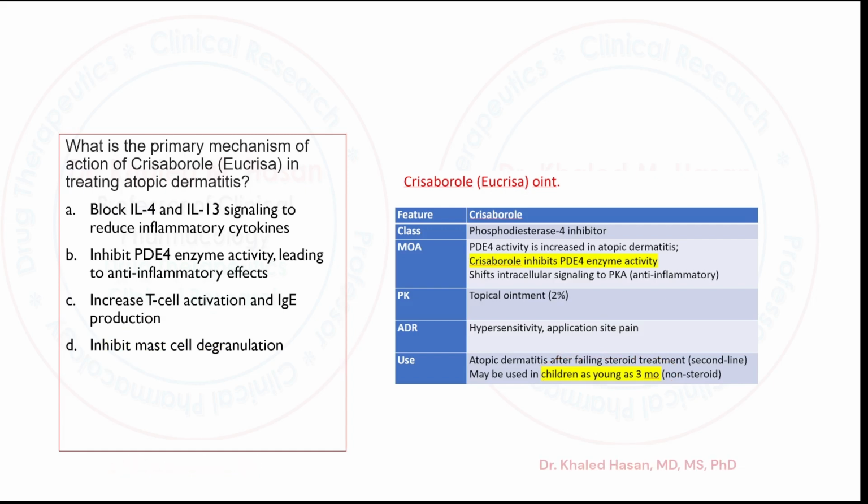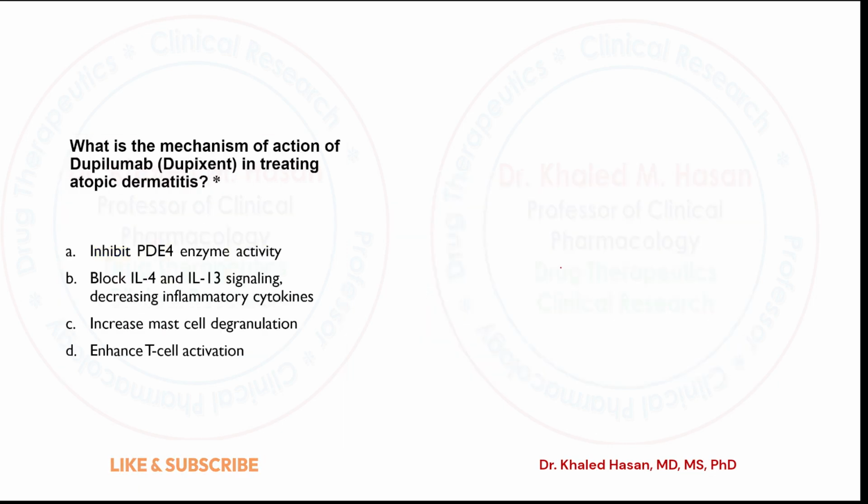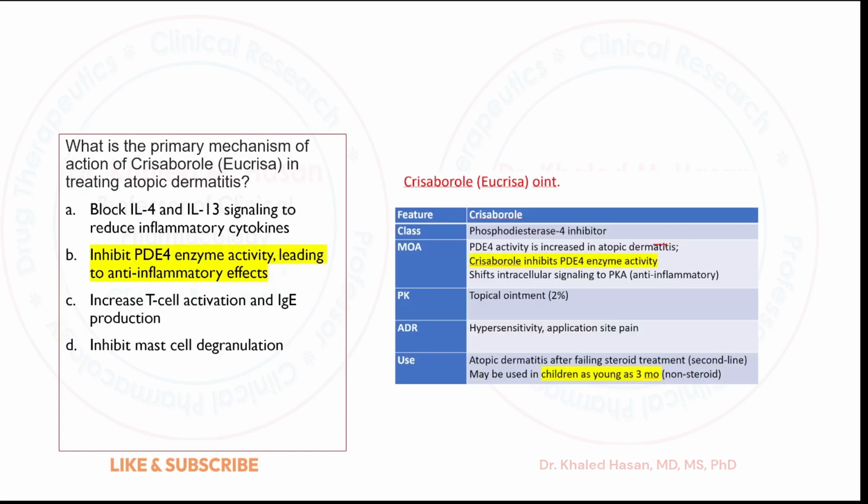Okay, again, another question: what is the primary mechanism of action of Eucrisa? As you can see, Eucrisa inhibits phosphodiesterase 4 enzyme activity. So the correct answer will be inhibit phosphodiesterase. Again, to repeat the information, Eucrisa is a medication that works by inhibiting the enzyme called phosphodiesterase 4. And this medication is used for atopic dermatitis.